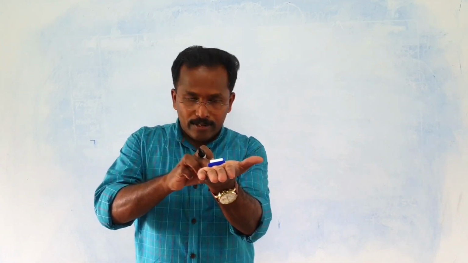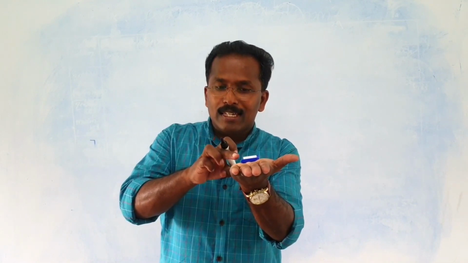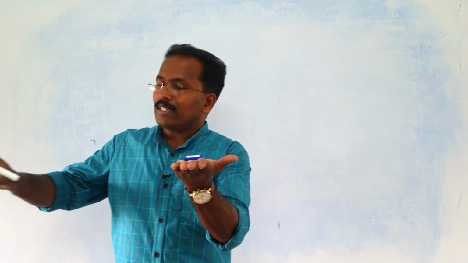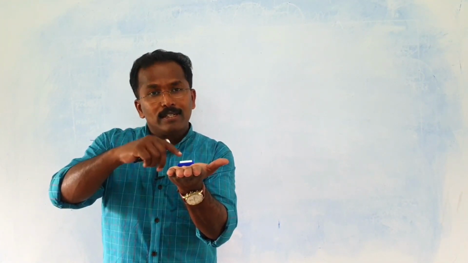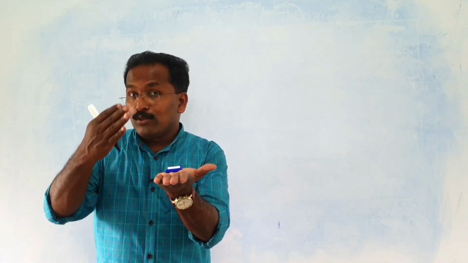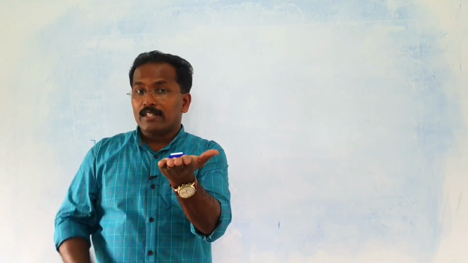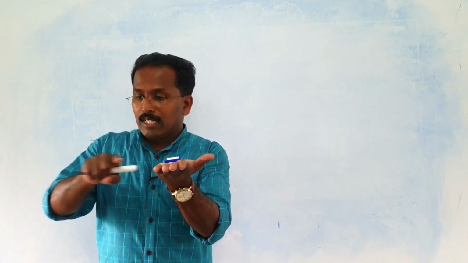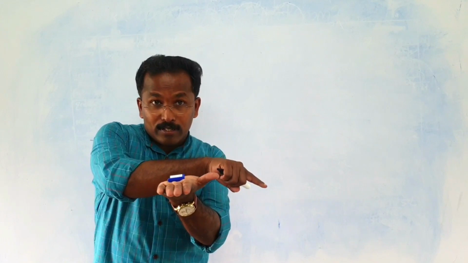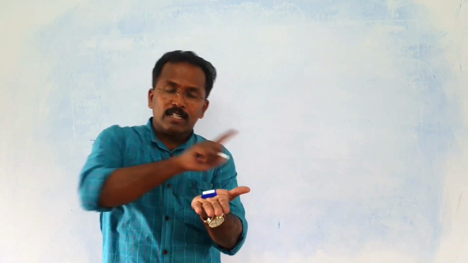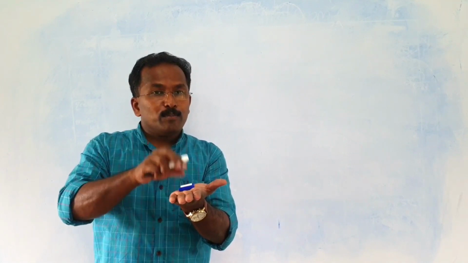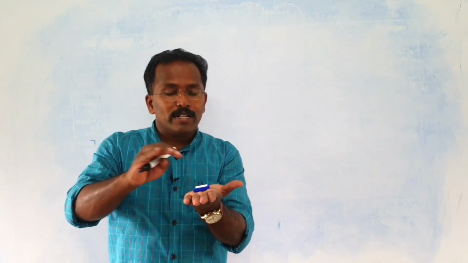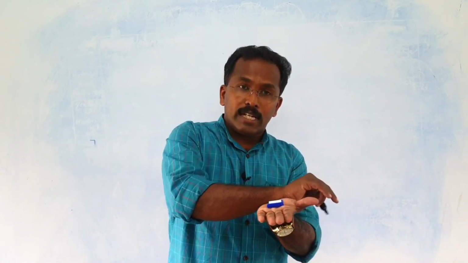I keep it here and I see the electron moving in this direction. It is moving in this direction, which means there is an electric field. Can you tell me what is the direction of the electric field? Is the direction in this way or opposite? It is in the opposite direction, because an electric field pushes a negatively charged particle in the opposite direction.